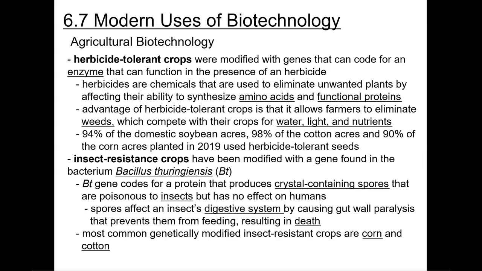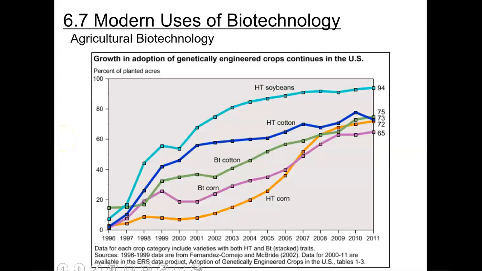So the spores are going to affect the insect's digestive system by causing gut wall paralysis, which prevents them from feeding and results in death. Also, it can cause holes in the gut wall as well. So the most common genetically modified insect-resistant crops are going to be corn and cotton. And that's referred to as Bt corn if you see questions about Bt corn.